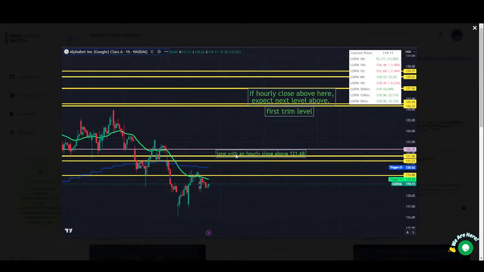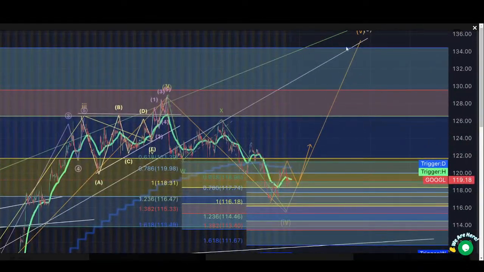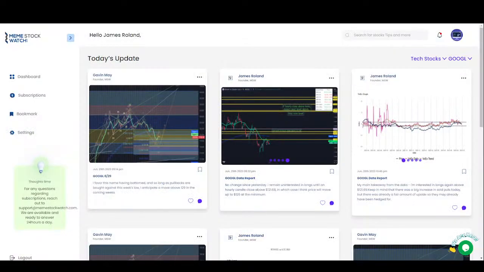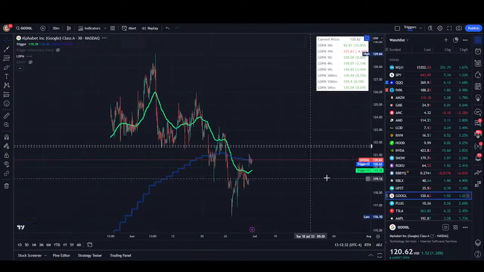Yeah, look long with an hourly close above 121.68, and the first trim level is 126. If there's an hourly close above here, expect all these levels can possibly be hit as well. Same idea for Gavin. So yeah, these are definitely going to provide some great opportunity very shortly, maybe even next week.